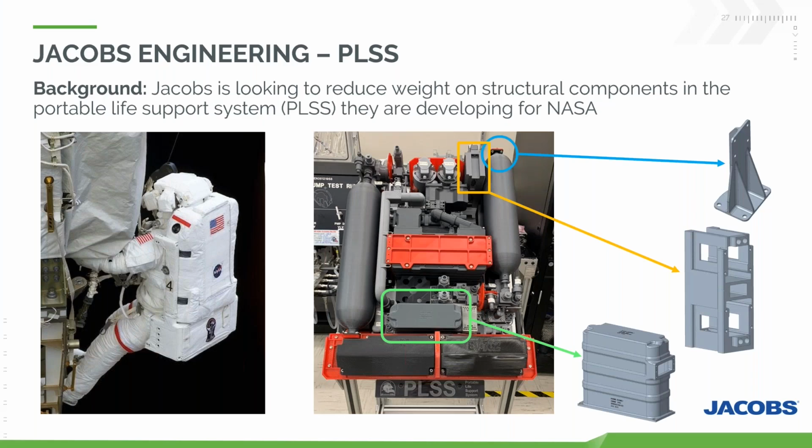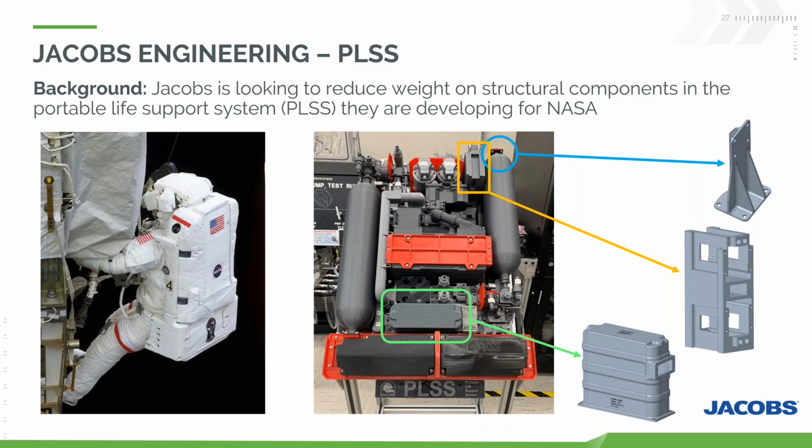Jacobs Engineering make basically stuff for space. They are making the portable life support system, the PLSS, that they're developing for NASA, which is there on the back of an astronaut. So obviously weight is critical for this because you're going to send that up on a rocket. So absolutely you want to minimize the mass of that.